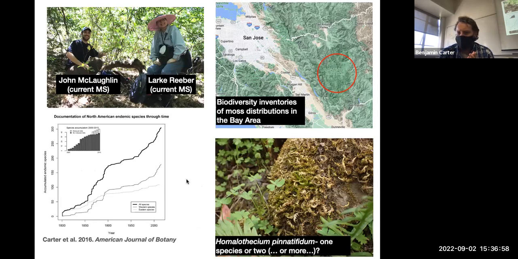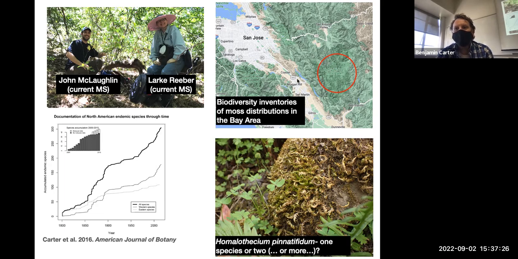To talk about a couple other students' work, these big continent scale projects are the result of the accumulation of hundreds and hundreds of people working for literally hundreds of years to figure out these distributions. And so the two projects that really feed into these big projects are projects that we do in the lab. So John McLaughlin, one of my current students, is doing a biodiversity inventory.